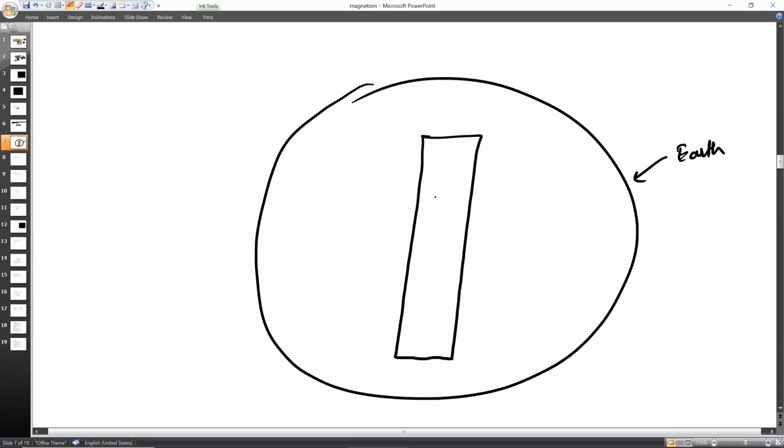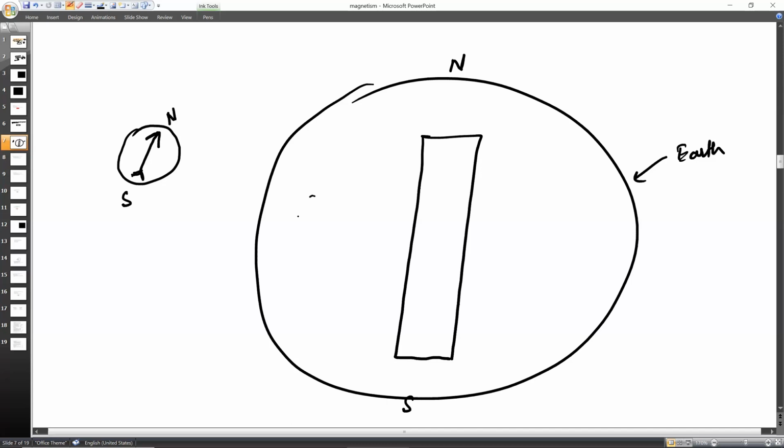If this is the geographical north pole and this is the south pole, how do we know? When we place a needle compass with an arrow over the surface of the earth, we arbitrarily choose that the arrow represents the north and the tail represents the south. When we placed it on the surface of the earth, this magnetic needle always points towards a direction.